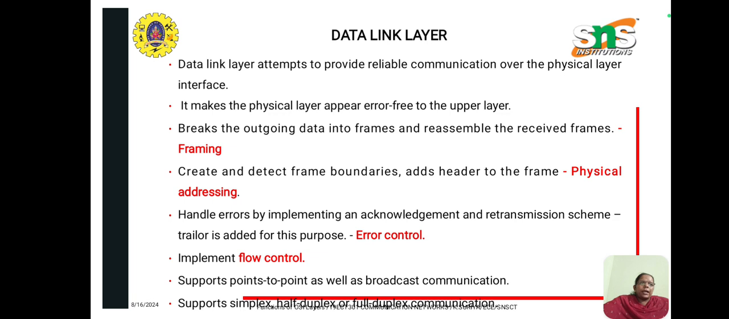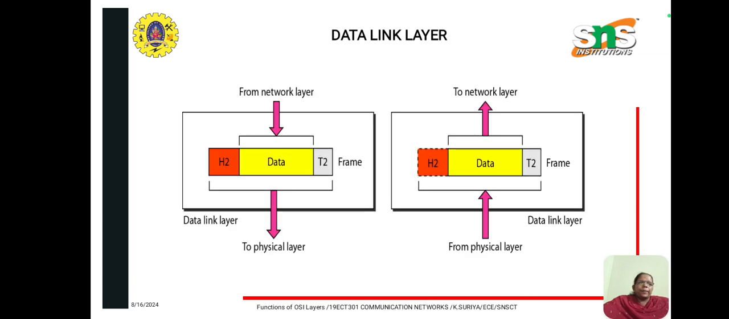Next one is access control. When two or more devices are connected to the same link, data link layer protocols are necessary to determine which device has control over the link at any given time. The figure shows the relationship of the data link layer to the network and physical layers. So header and trailer are added in the data link layer. The function of the trailer is error control.